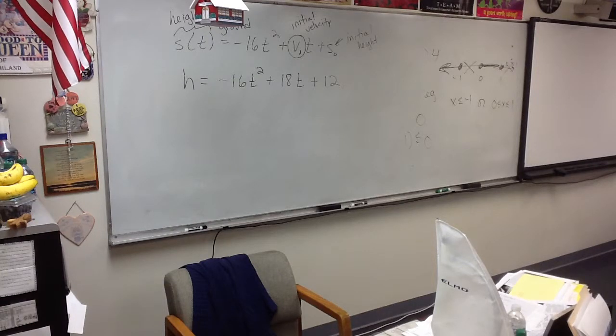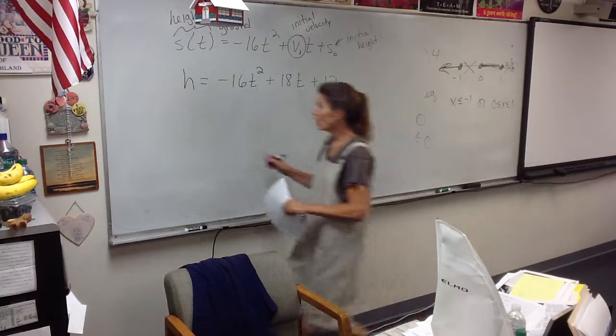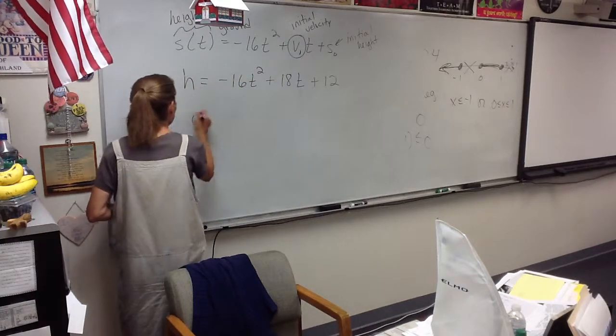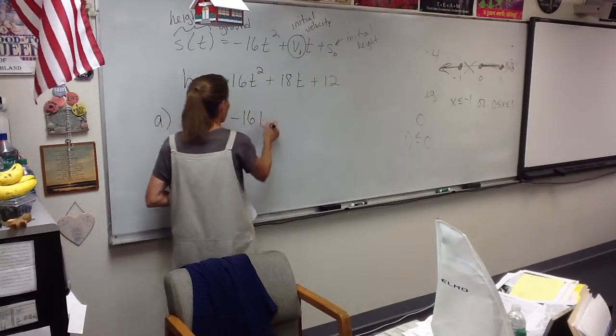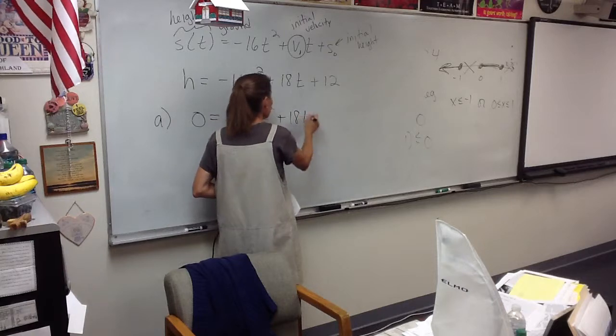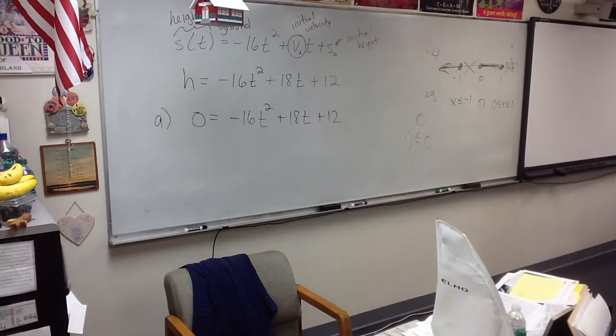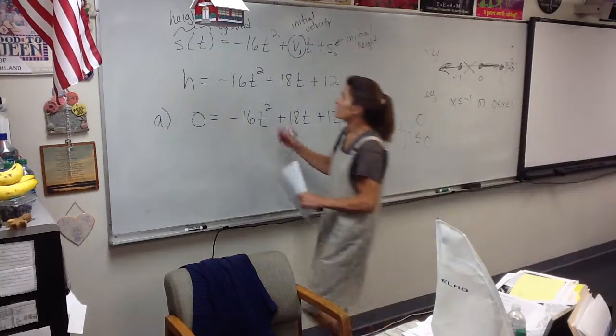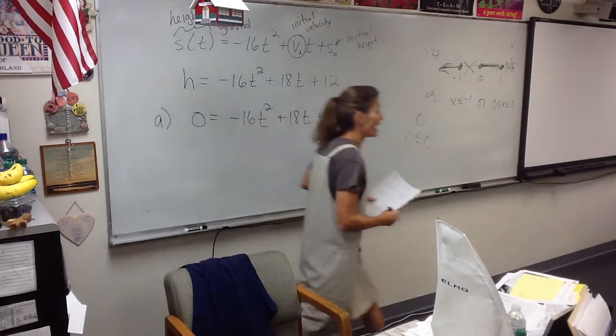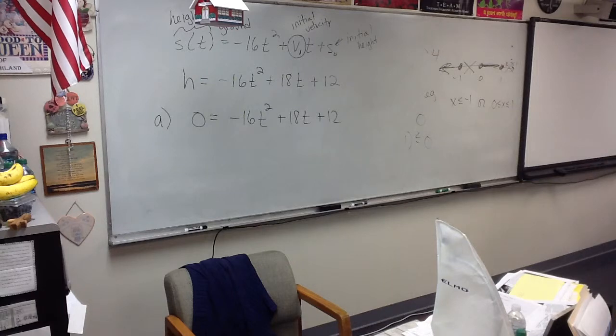What's the H? If the ball is on the ground, what? 0. Its height is 0. So for question A, we're going to plug 0 in for H. Now, those of you that are confused by that, I need you just to be logical for a minute. This equation gives us the height above the ground. If you are on the ground, how high are you? 0. Right. All right, we'll pick up here tomorrow.